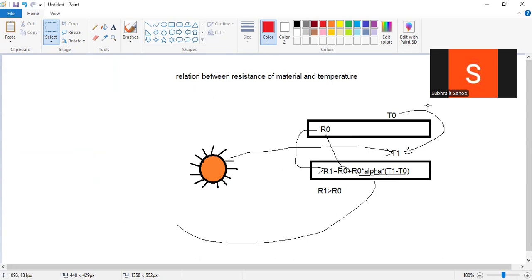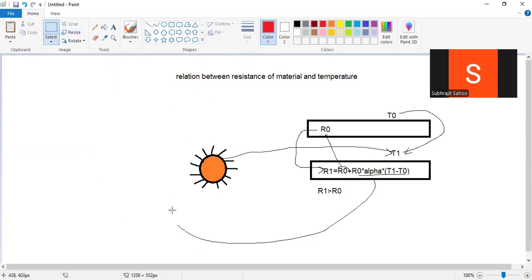What is the initial temperature? T naught is the initial temperature, right? Reference temperature, we can assume atmospheric temperature. During that time the resistance of the material is R naught.